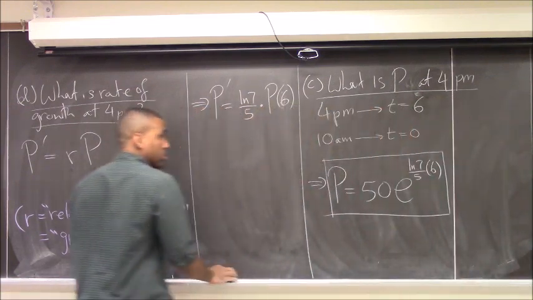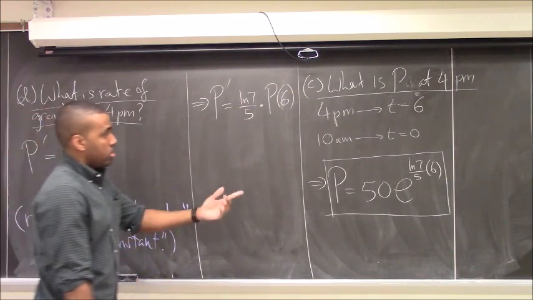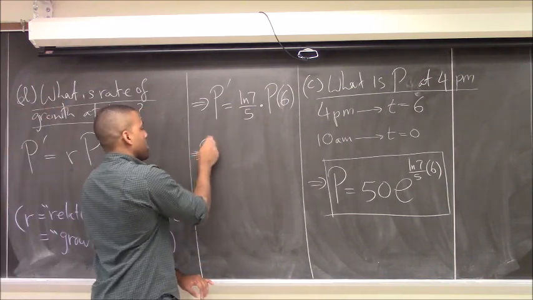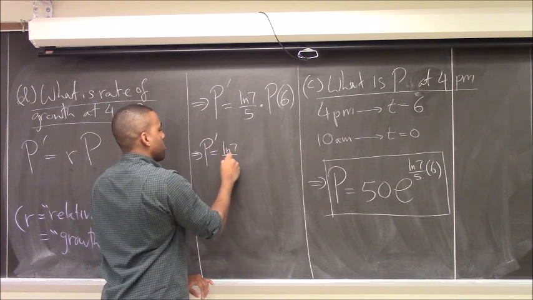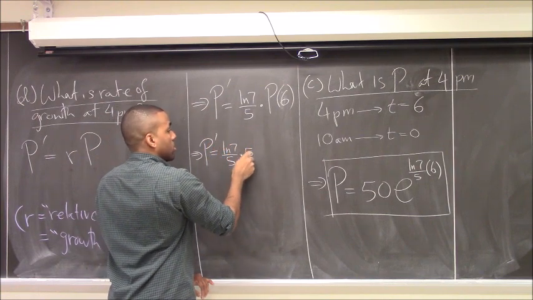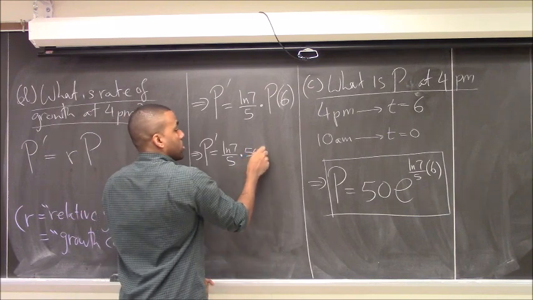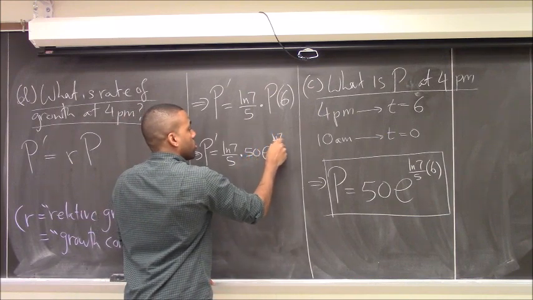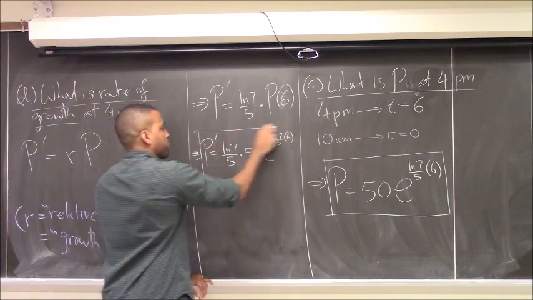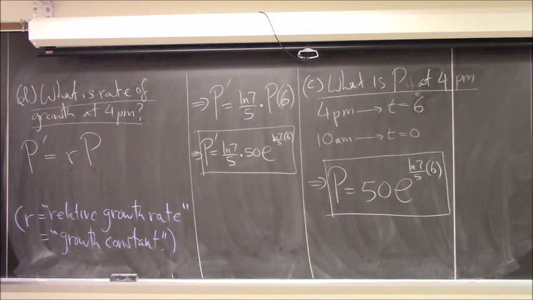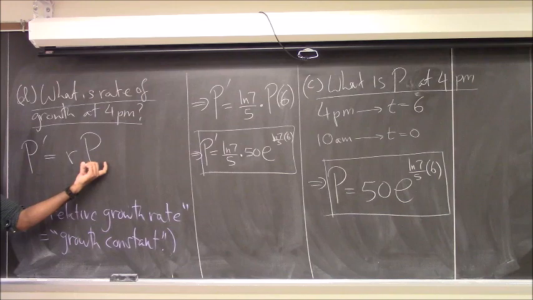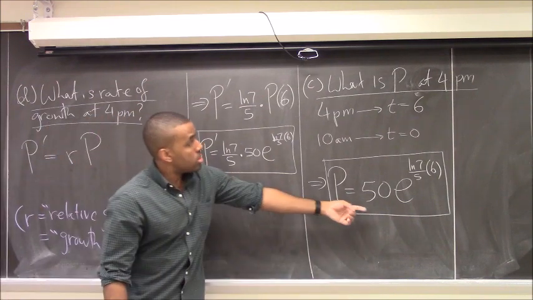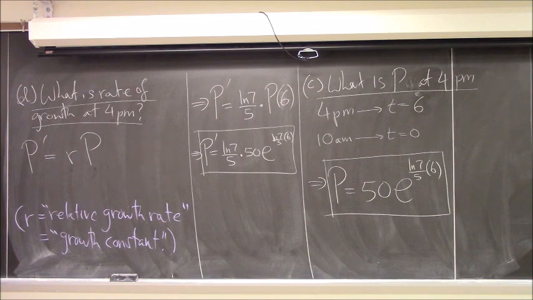Did we actually find that? Yes, we did. So we just plug that in. So this means that P prime is equal to ln of 7 over 5 times 50e to the ln 7 over 5 times 4. So rate of growth would refer to P prime. We have a formula for P prime that's called a differential equation. That's just r times P. So I take r, which is this guy, and multiply by the current value of P, which is this guy. And that's it.